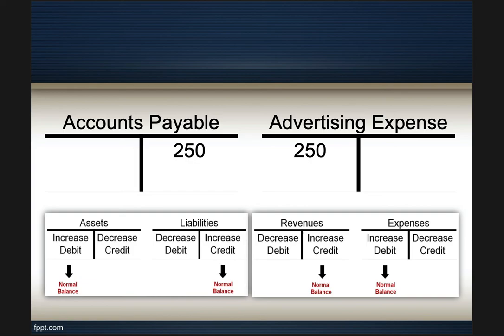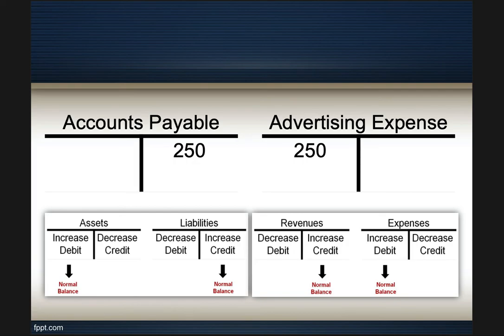So you have a T account for accounts payable, and also a T account for advertising expense. Take note that your accounts payable is a liability. It increased, so we recorded it in credit. And all the increase in expense accounts is recorded in debit. So that is our fourth example.